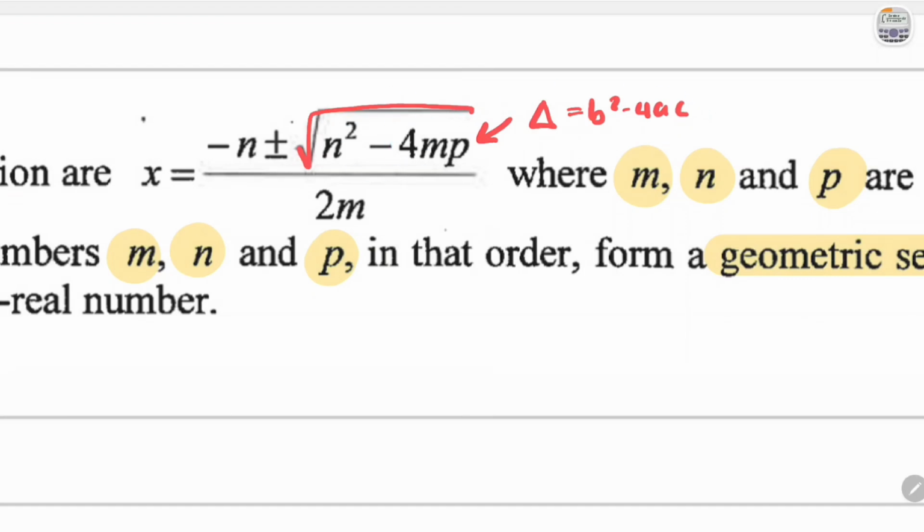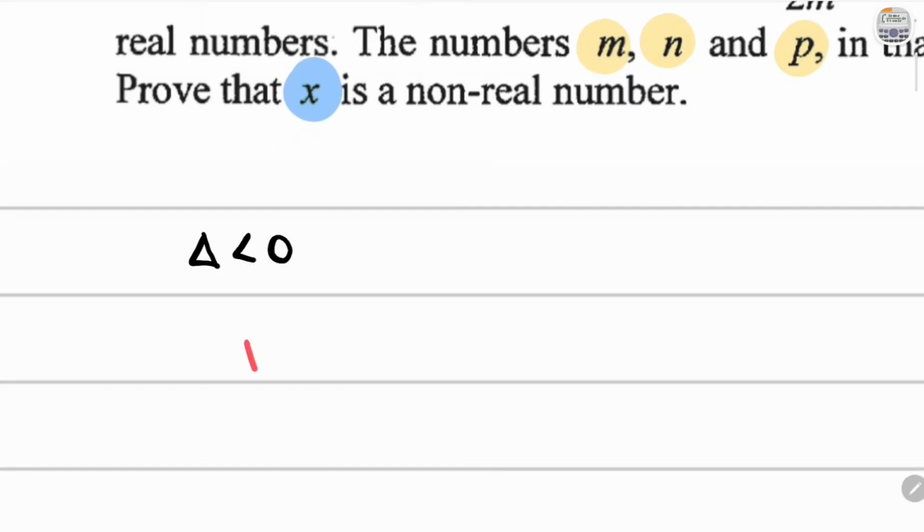If this number is negative? Well, then you're going to square root a negative number. When you square root a negative number, you get a non-real value. And so that's the whole point of that.